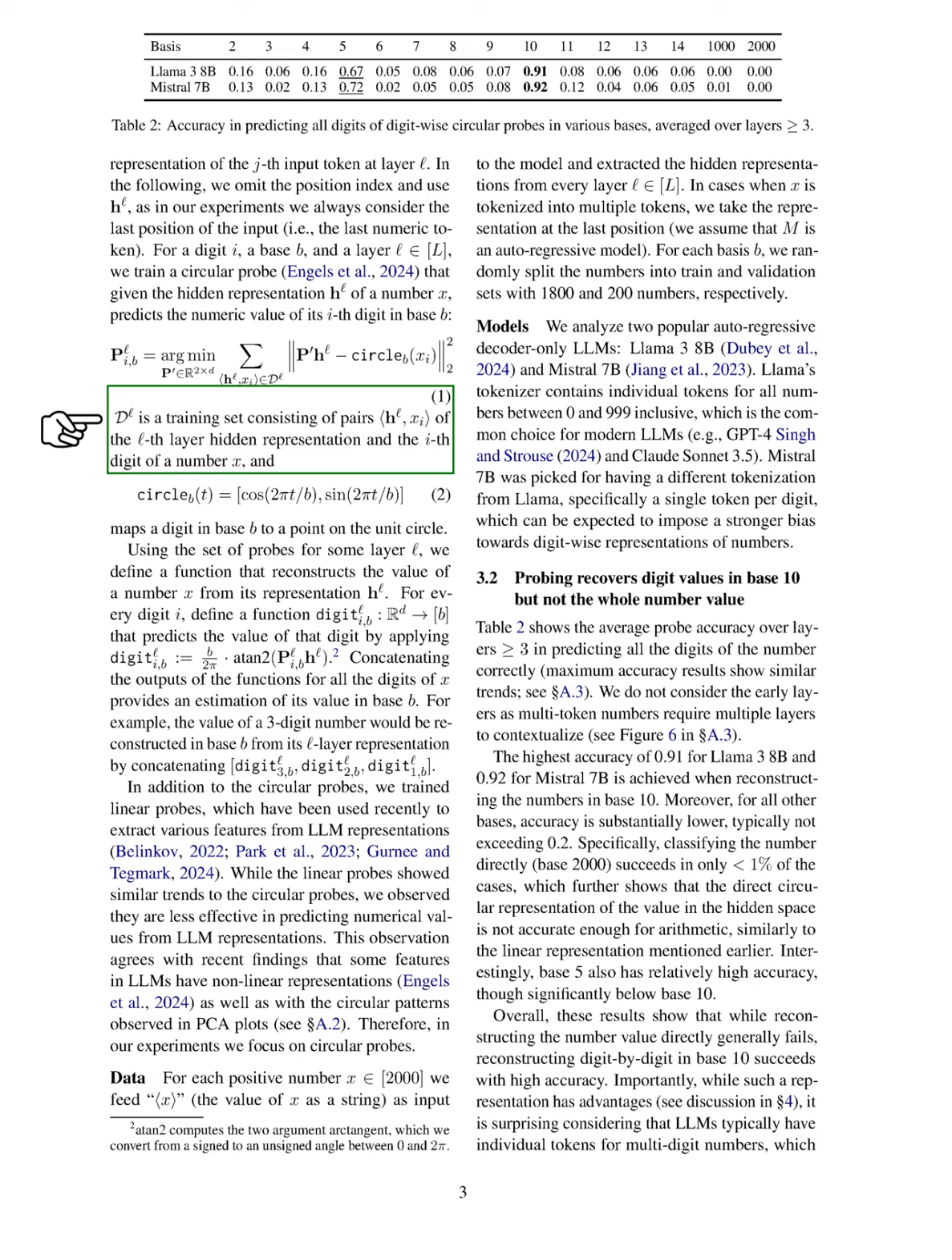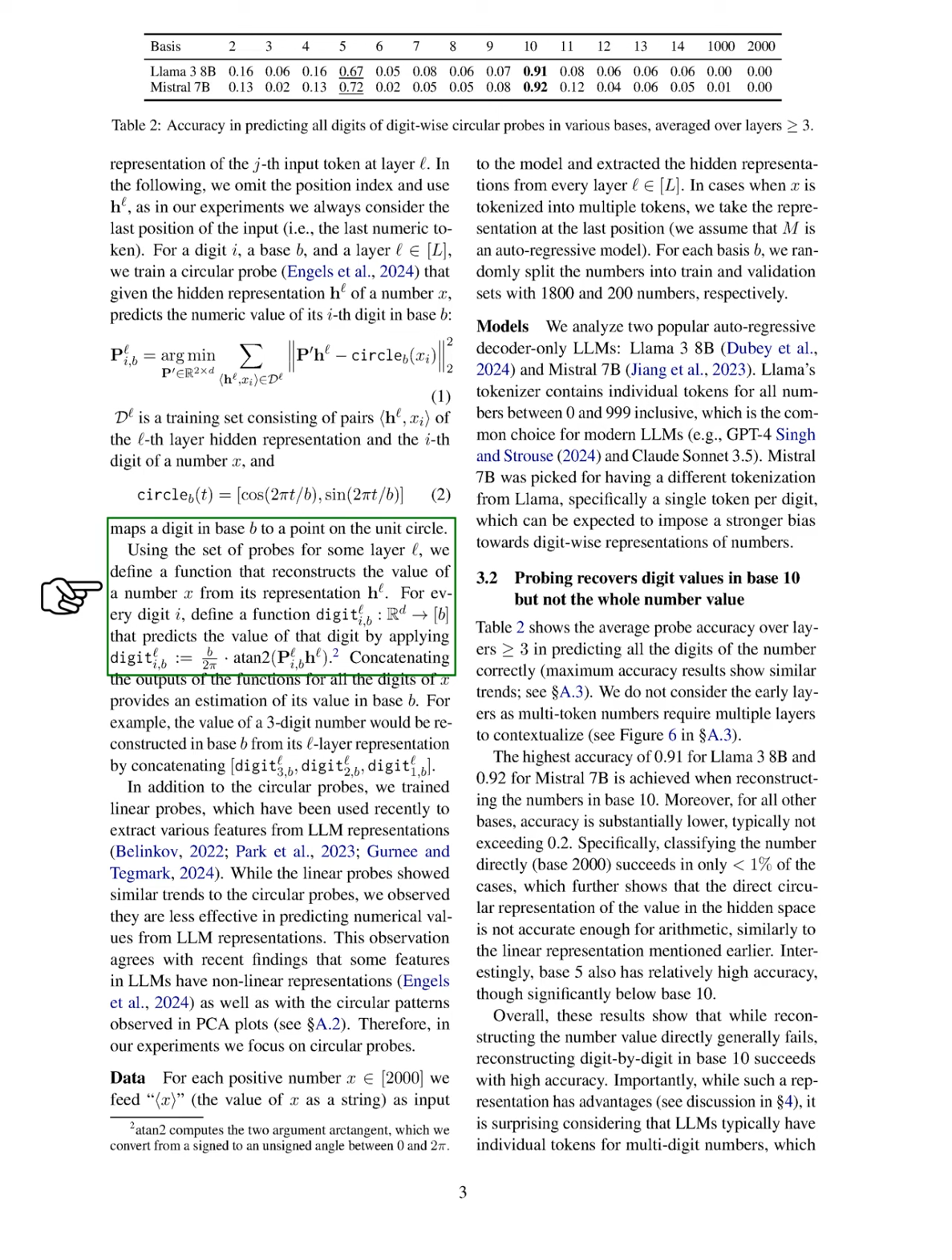We use a training set that pairs the hidden representation with the corresponding digit of the number, mapping each digit to a point on a unit circle. By using these probes, we define a function that reconstructs a number's value from its representation. For each digit, we apply a function that predicts its value, and by combining the outputs for all digits, we can estimate the number's value in base 10. For instance, to reconstruct a 3-digit number, we concatenate the predicted values of its digits in reverse order.